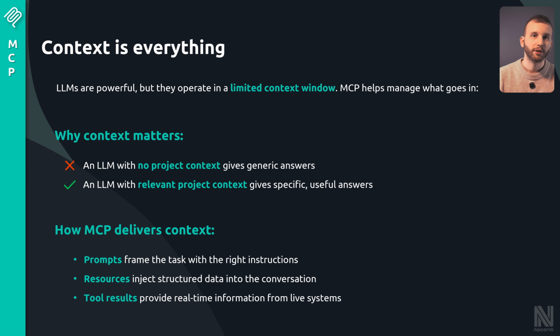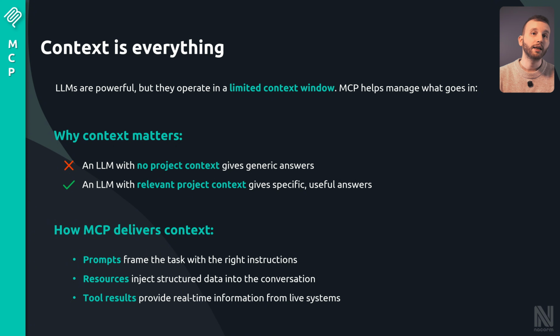This connects to a fundamental concept, context. LLMs operate in a limited context window. If you send a vague question with no project data, you get a generic answer. Feed it the right data at the right time, and it becomes a domain expert. MCP manages what goes into that window. Resources inject structured data. Tool results provide real-time information from live systems. Prompts frame the tasks with the right instructions. The difference between a useless AI assistant and a powerful one is almost entirely about context.